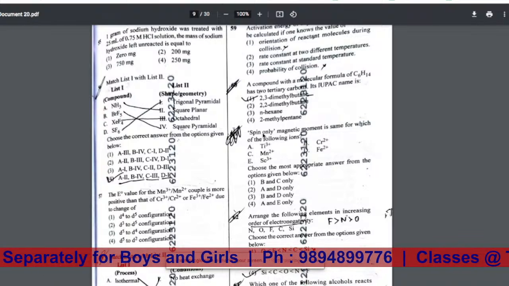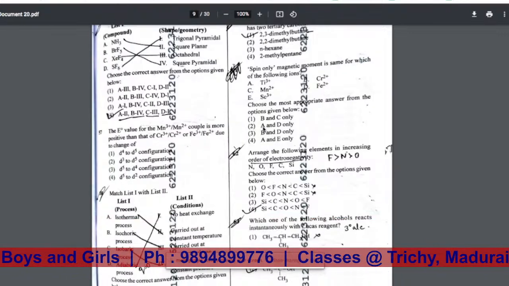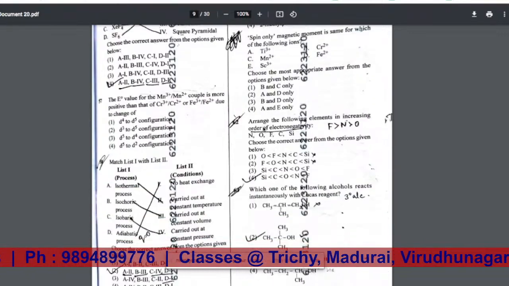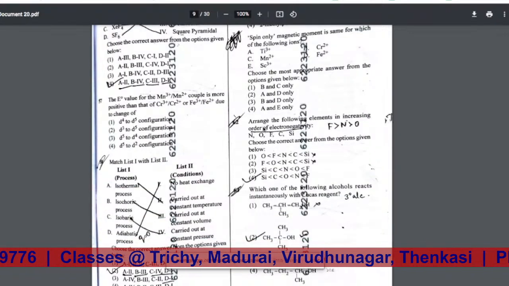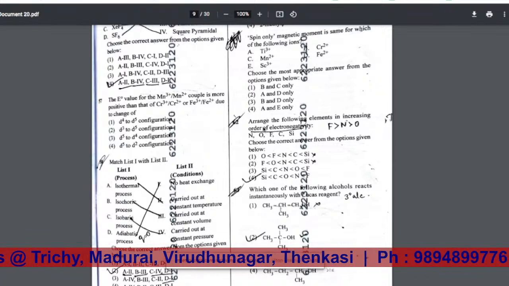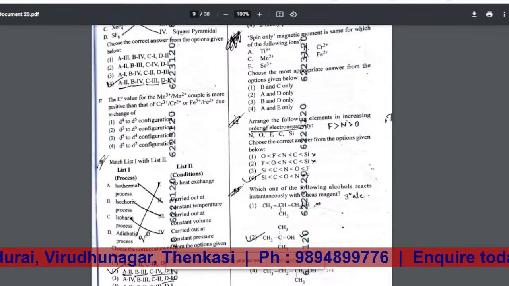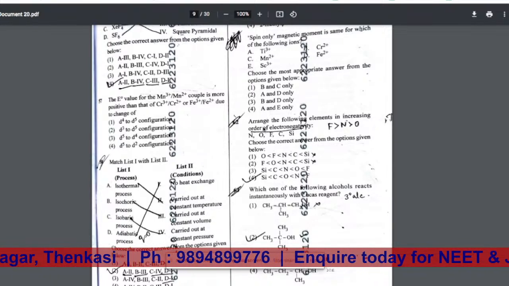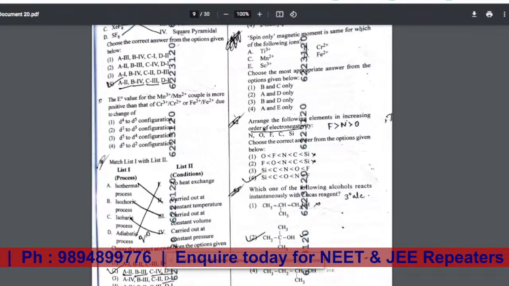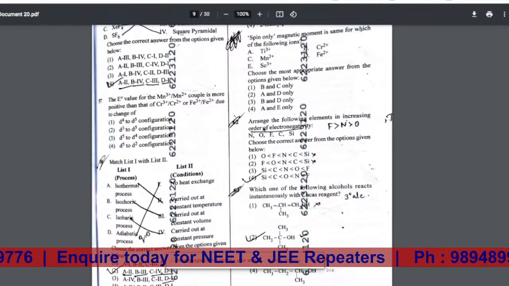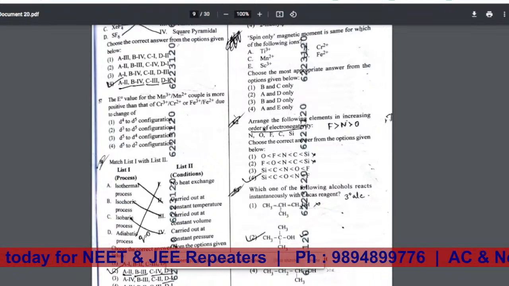Now, question number 58, match list first with list second. In list first, thermodynamic processes are given, and in list second, their conditions are given. Isothermal process: iso means same or constant, thermal means temperature. So in an isothermal process, temperature is constant, delta T is equal to 0.